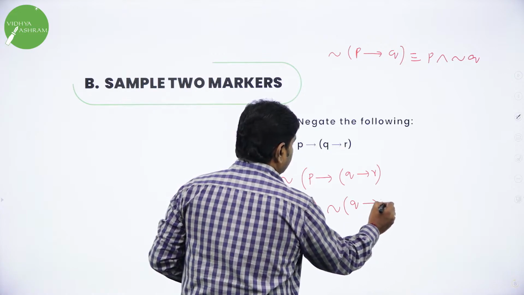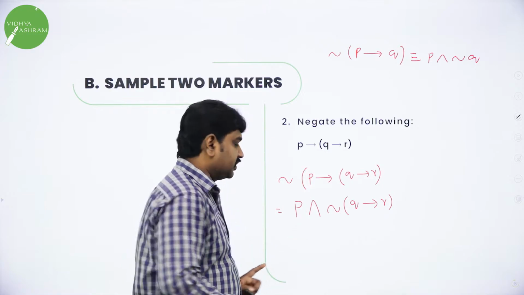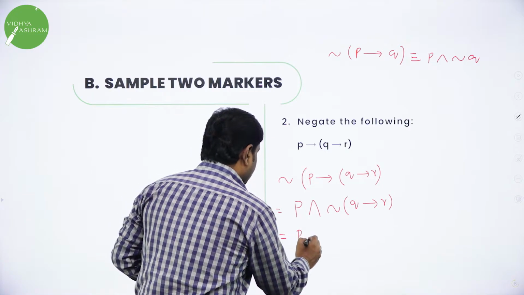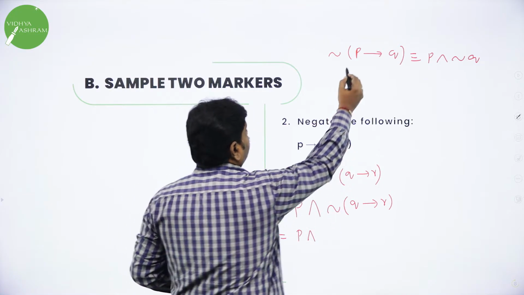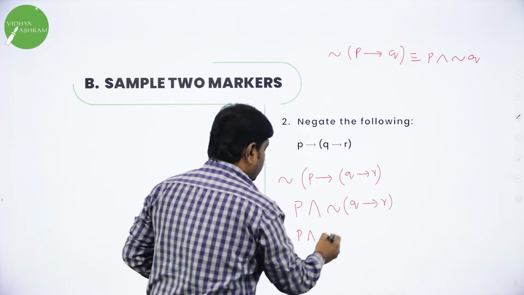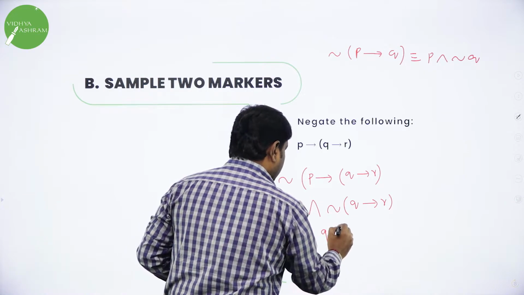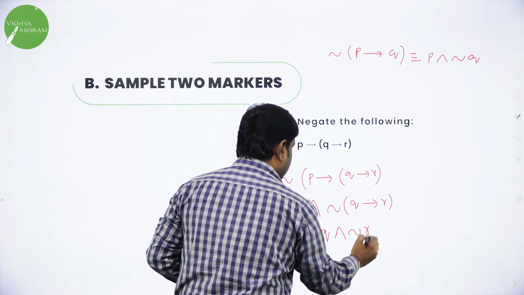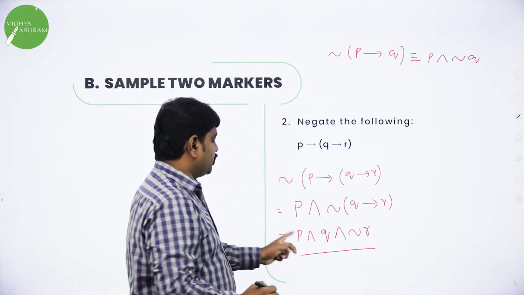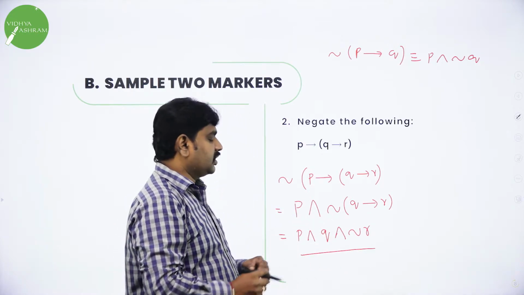The second statement is Q implies R. Further, I have to apply negation to this. So P and, again, negation of first implies second is first and negation of second. So what is first? Q and not R. So this is the final answer. P and Q and not R. This is the final answer. So now we got the answer.